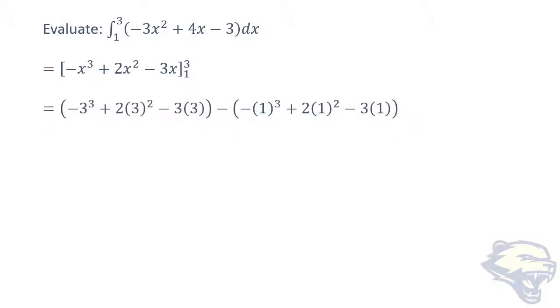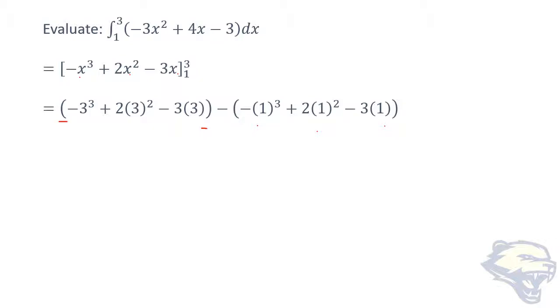Then, remember you're taking that upper number, so we're going to take that 3 and plug it in to all of those x's, right? So negative 3 cubed plus 2 times 3 squared minus 3 times 3. All of those get grouped in a set of parentheses together. Minus, then I take the 1 and I plug it in for all of those x's.